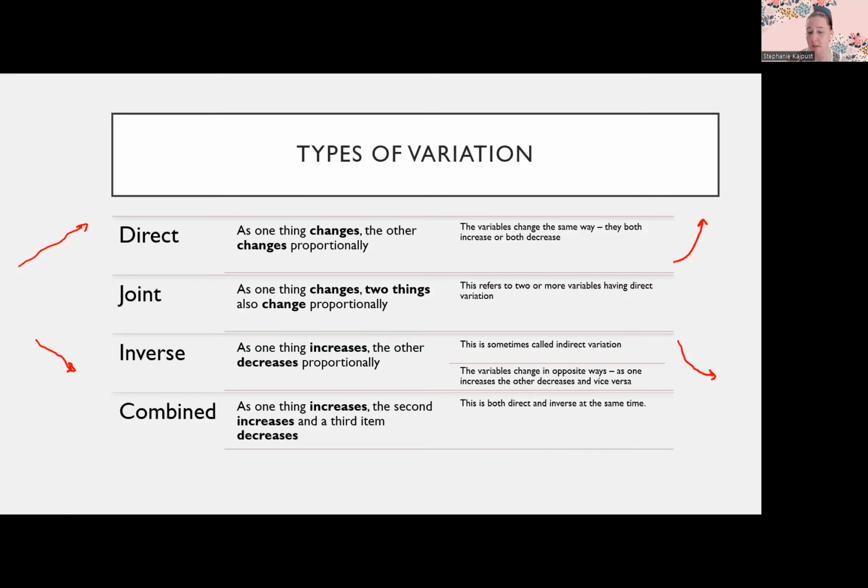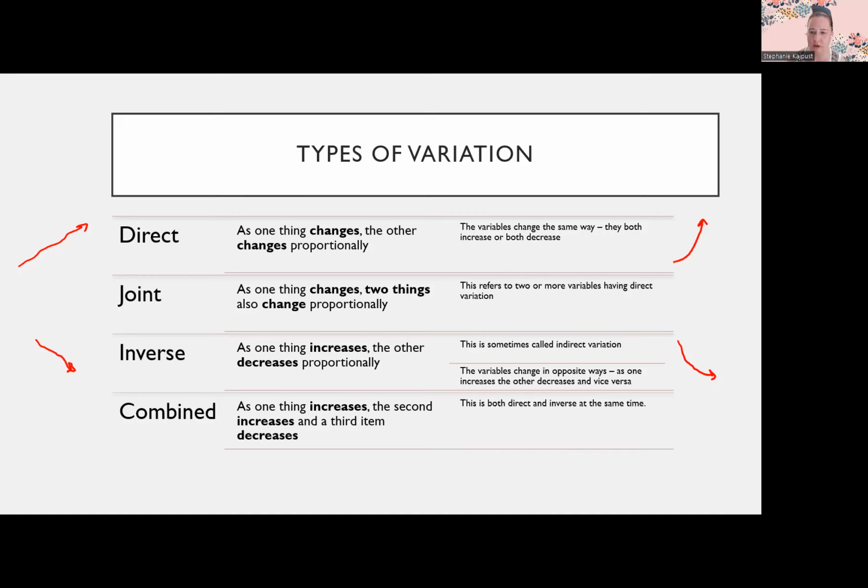And then we've got combined variation, where you've got, again, more than one input and one output, but the 2 inputs are doing opposite things. So one is increasing, the other is decreasing, and then the output is doing something. Or they're both going one direction, and the other one's going opposite. It's kind of hard to explain.